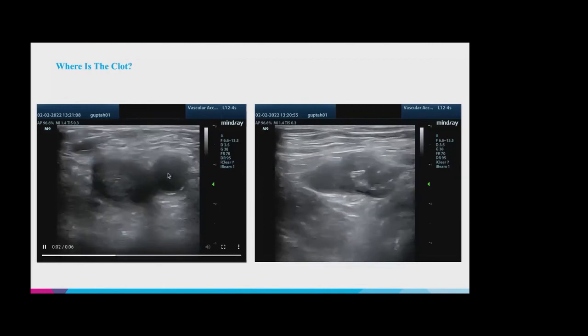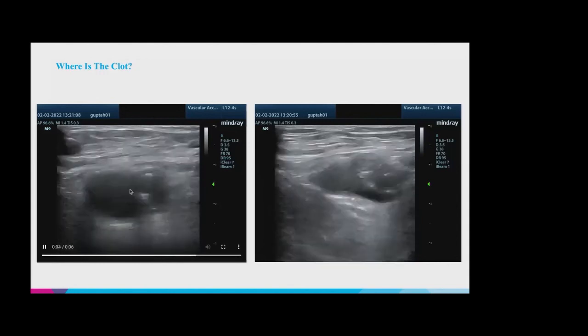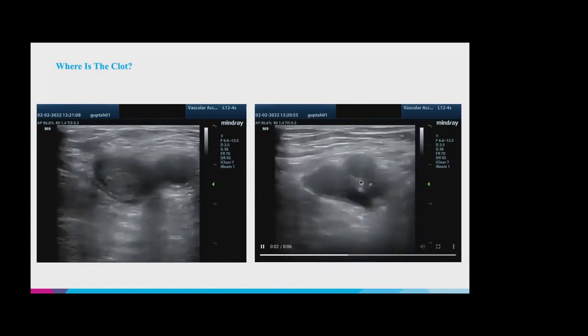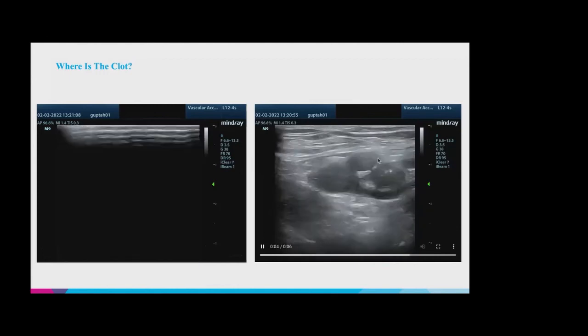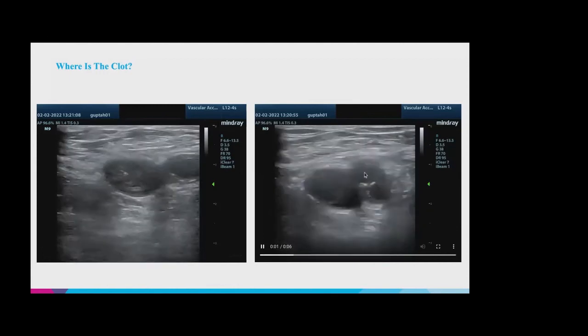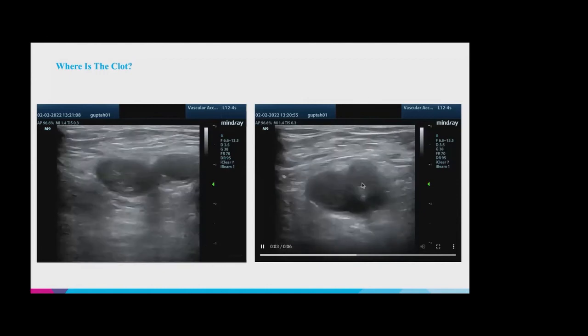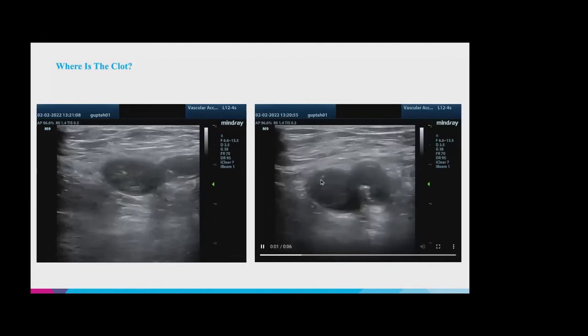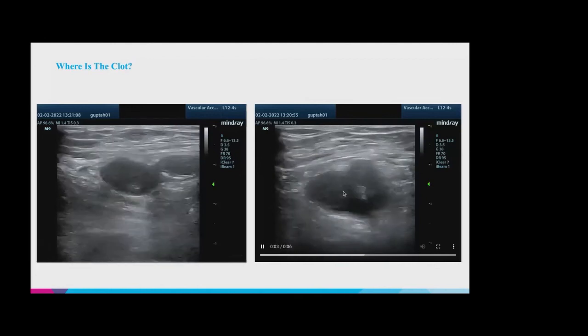And the artery is to the right of the screen, so this is on the left side. And again, this is as we're tracking down on the patient. This is where the artery bifurcates. You have your superficial femoral artery and deep femoral artery right here. This is kind of a Mickey Mouse sign, and then your common femoral vein here. And you can see the clot really takes over most of the structure of the vein.